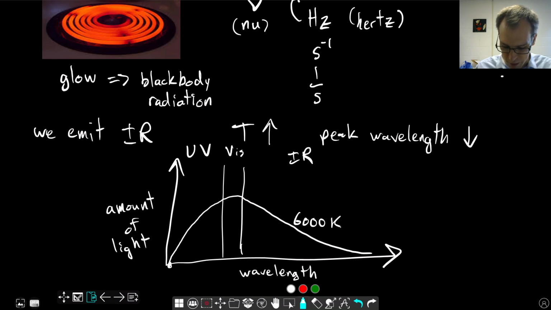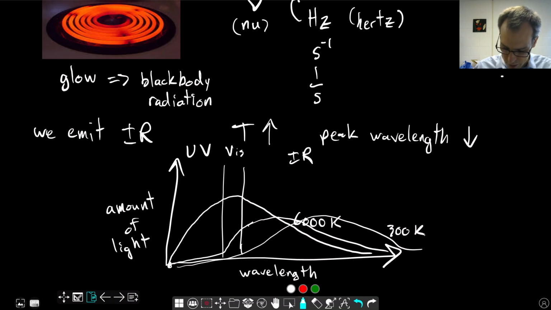Or if you're looking at something more like this stove here, you'll get something more like this. Or if you're looking at a person, we'll peak further out here. But so this would be like 300 Kelvin, whereas this is maybe like 450 Kelvin or something like that. But the main idea being that this peak is shifting to the left. So as things get hotter, number one, they'll get brighter.